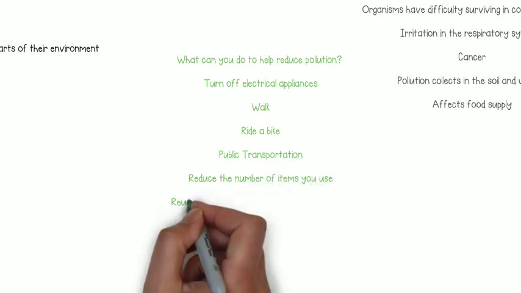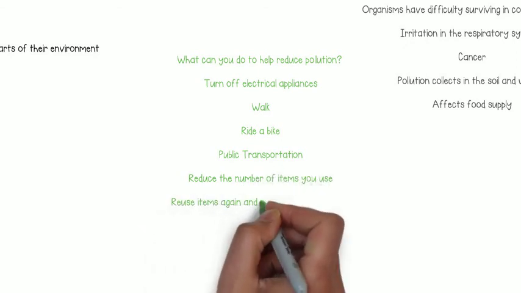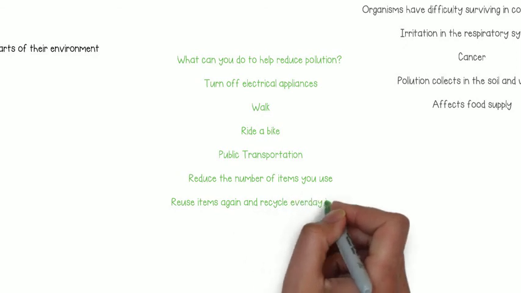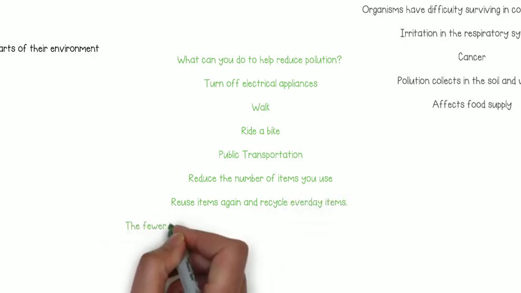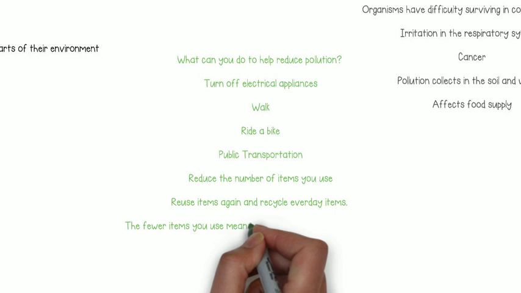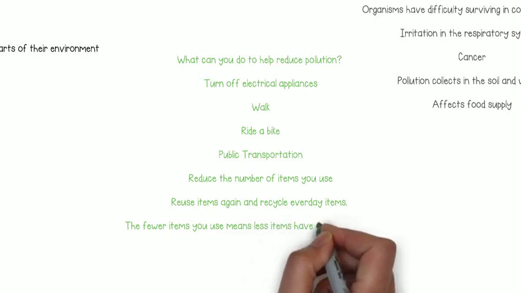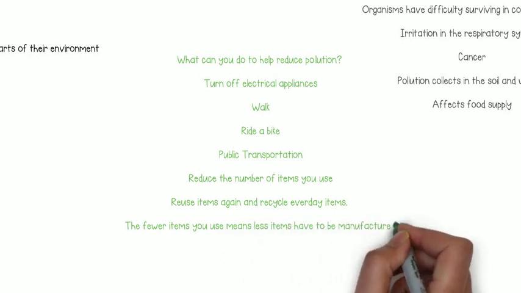So what can you do to help reduce pollution? Small changes such as turning off electrical appliances when not in use are helpful. Also, your family can walk, ride a bike, or take public transportation instead of driving. You can reduce the number of items you use, reuse items again, and recycle everyday items. The fewer new items you use means the fewer items that have to be manufactured.